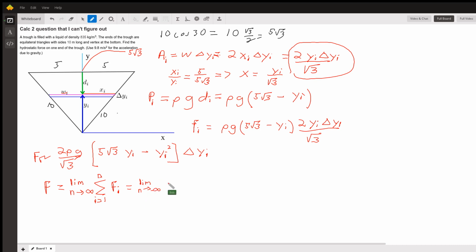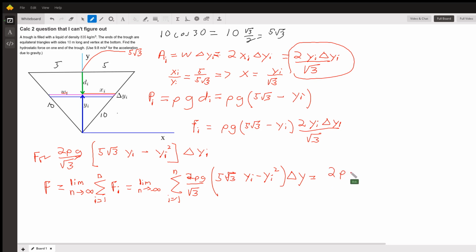And this is just the argument we use to turn this into an integration problem, of the sum as i goes from 1 to n of 2 rho g over root 3, that's almost poetic, times 5 root 3, it's supposed to be root 3, there we go, y sub i minus y sub i squared delta y.